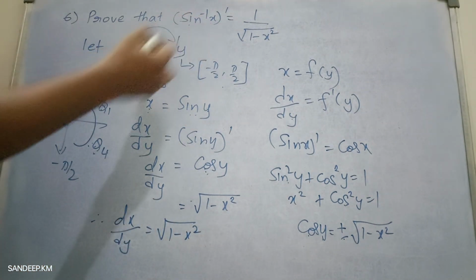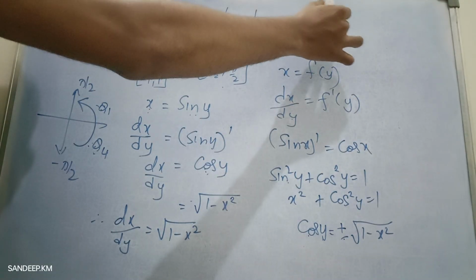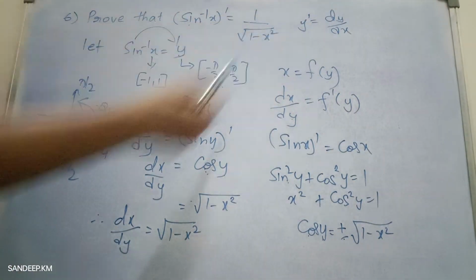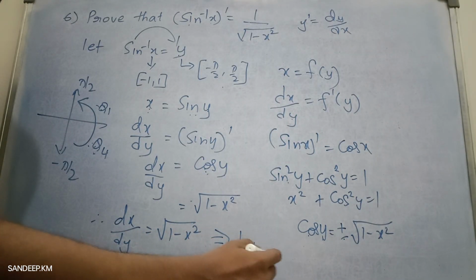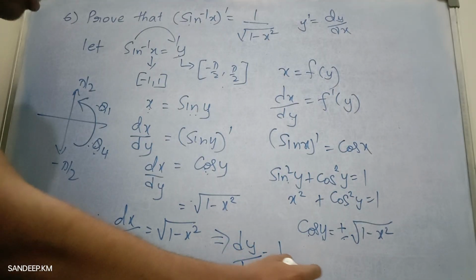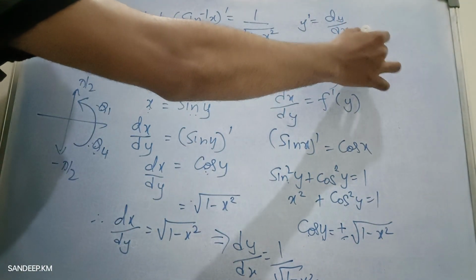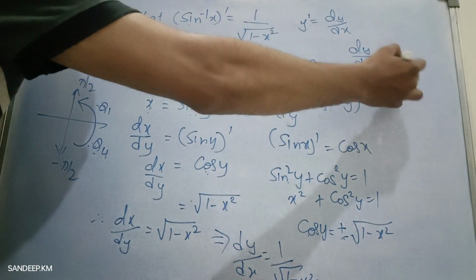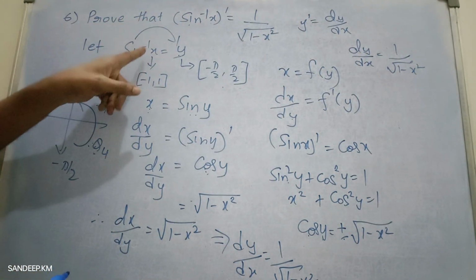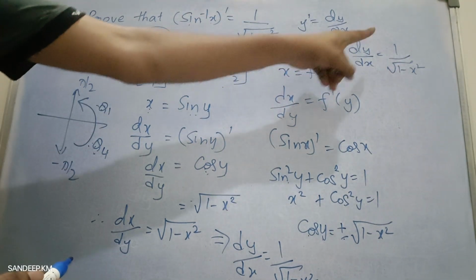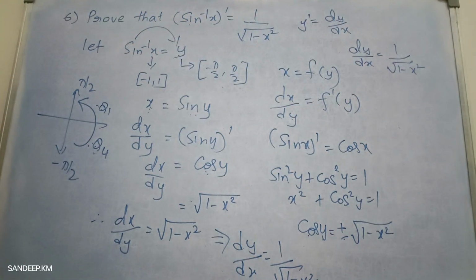But the derivative of sin inverse x, if sin inverse of x is y, is nothing but dy by dx, correct or not? I have to find dy by dx from this. So take the reciprocal on both sides, and you will get dy by dx is equal to 1 by root of 1 minus x square. So dear students, if y is sin inverse x, then what is dy by dx? It is 1 by root of 1 minus x square, or the sin inverse x derivative is 1 by root of 1 minus x square.